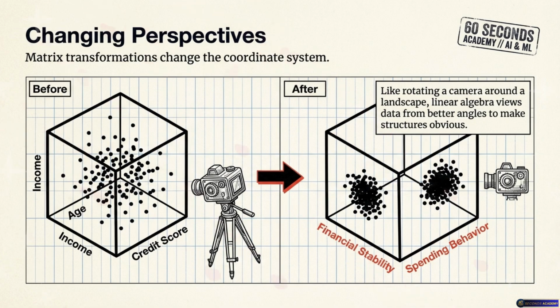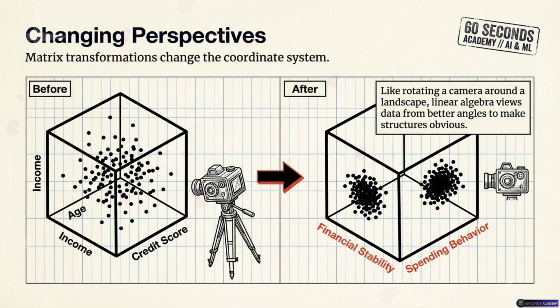In that scenario, the rocks did not move. The data points remained exactly where they were in physical space. What changed was your coordinate system. Your perspective shifted. Matrices have the ability to perform this exact same operation on data. They can rotate the mathematical grid itself around the data points.